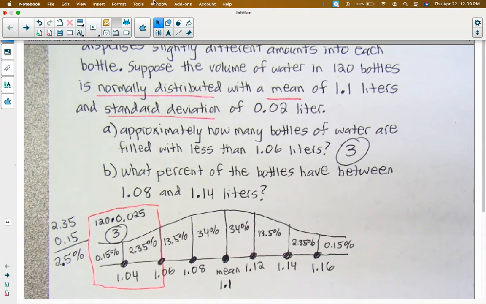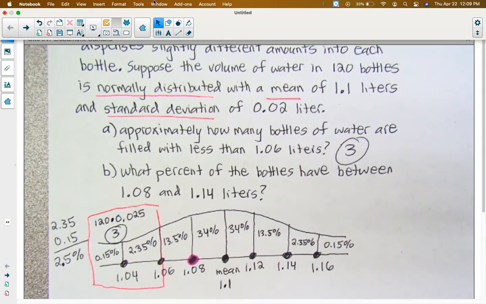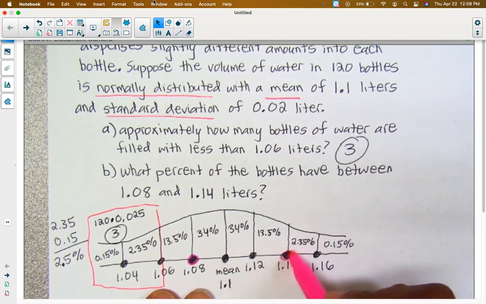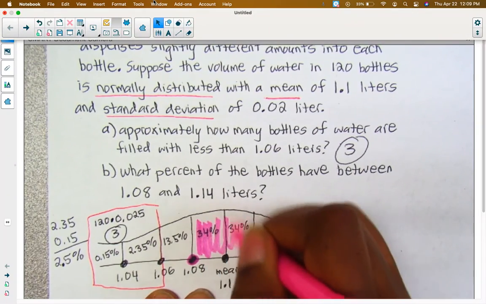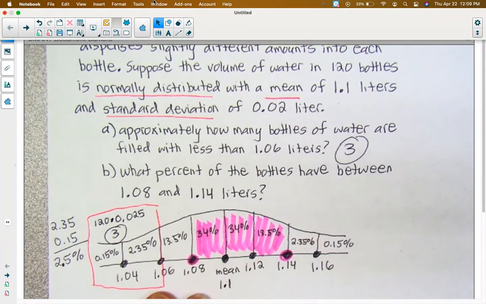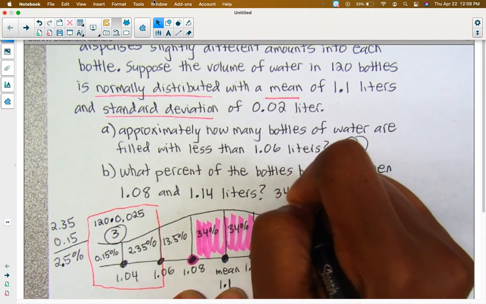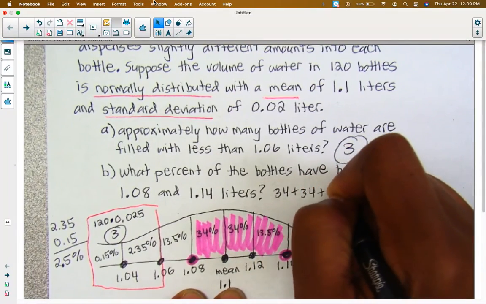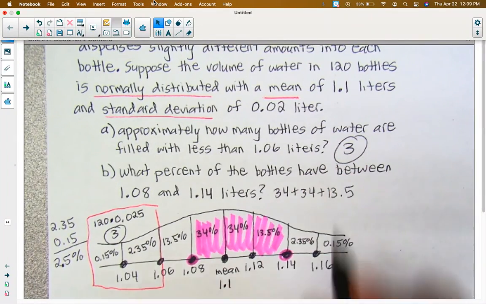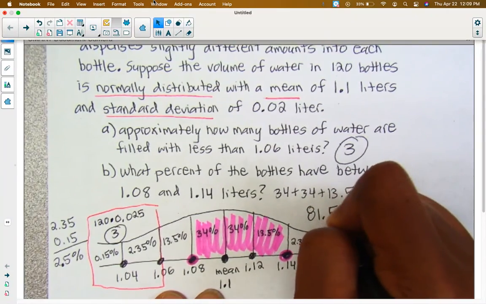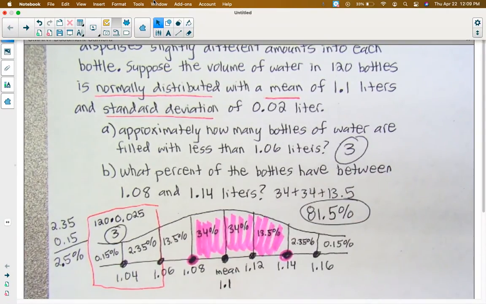And part B, what percent of the bottles have between 1.08 and 1.14 liters? Well, I see those on my bell curve. So I see 1.08 is right here. And I see that 1.14 is right here. So we just need to add these 3 percentage numbers together, and that'll give me the percentage that I'm looking for. So we're going to add 34 plus 34 plus 13.5. Add that all together, and I got 81.5%. All right, so this has been a little bit of statistics and the bell curve.